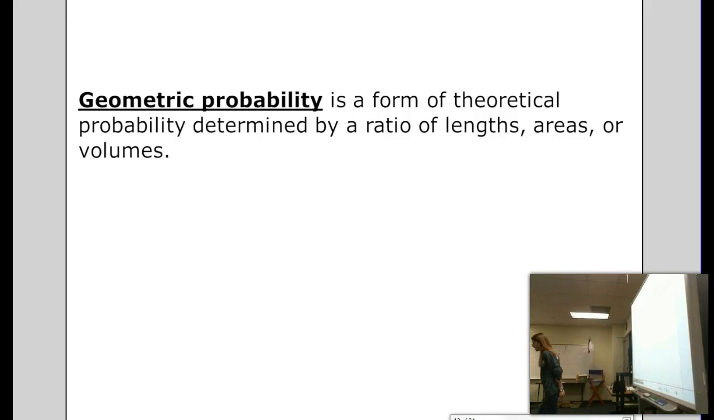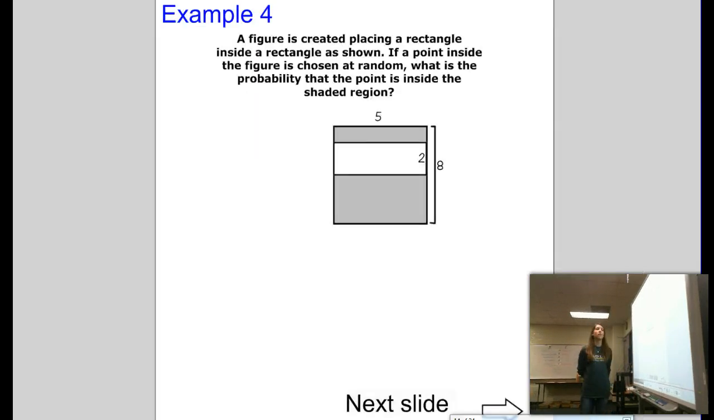Geometric probability. Okay, it doesn't say the definition. Pretty much you're just finding the probability that something will fall in the shaded region. So we've got this figure. It's created with a rectangle inside a rectangle. And I want to know, if I shoot a dart at that, what's the probability I will land in the shaded region? So you're shooting a dart at that figure, and I want to know the probability that it'll land in the shaded region. Go.